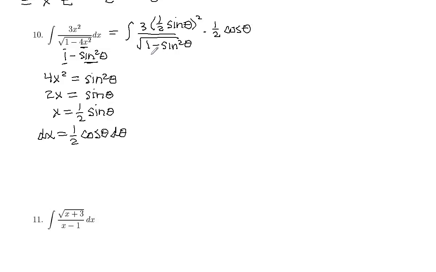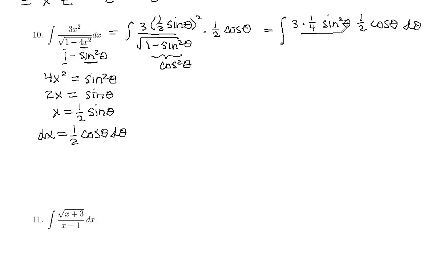So then 1 minus sine squared down here is cosine squared theta, and then that's going to be underneath the square root. So we're going to get then integral, we got that 3. Let's square the 1/2, square the sine squared. So if you square 1/2, you get 1/4, 1/2 times 1/2. Square the sine, you get sine squared theta, and then we've got that 1/2 cosine theta out on the end, d theta.